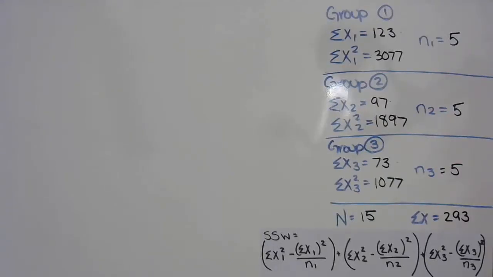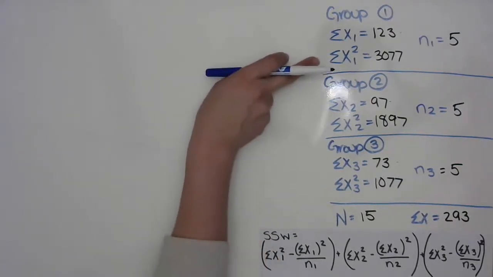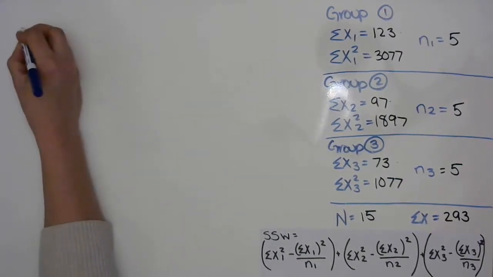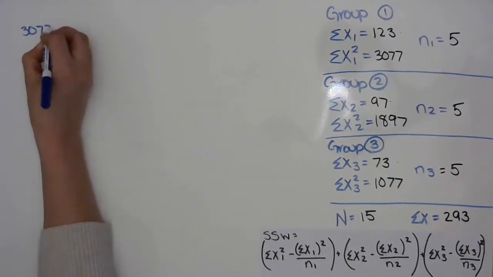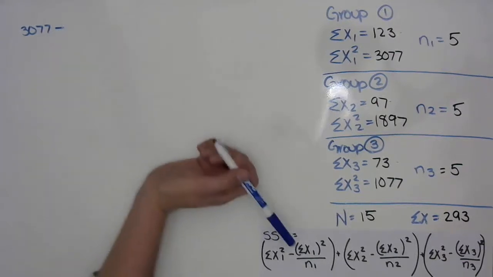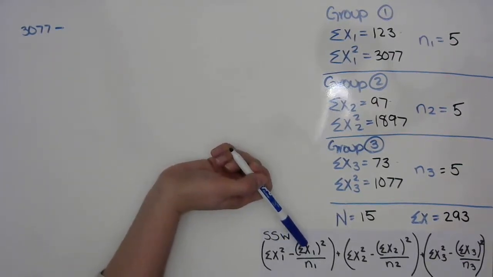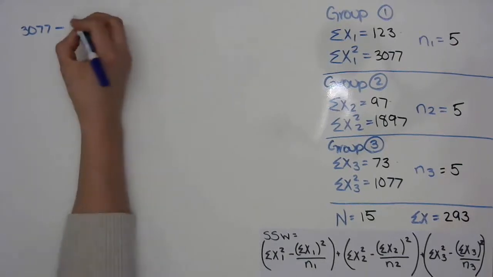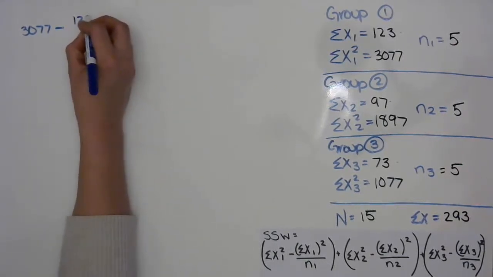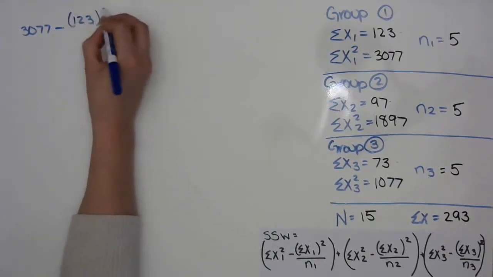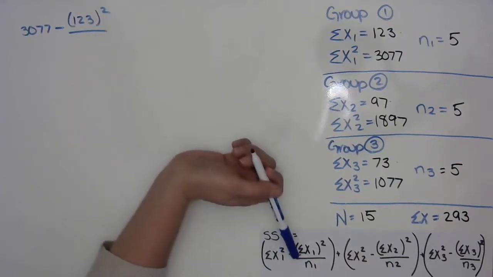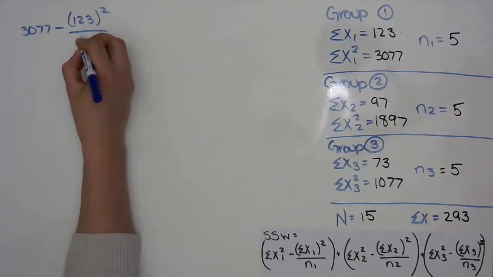Next, let's go ahead and do our sum of squares within groups. Once again, we're just going to plug in those values. So our sum of raw scores for group 1 squared, that's this value here, 3,077, minus the sum of raw scores for group 1, which is 123. That is going to get squared, and that's going over our n value for that group as well, which is 5.